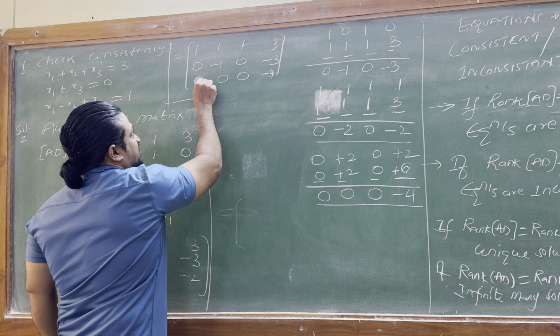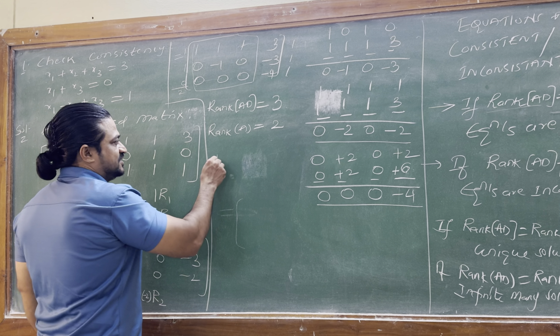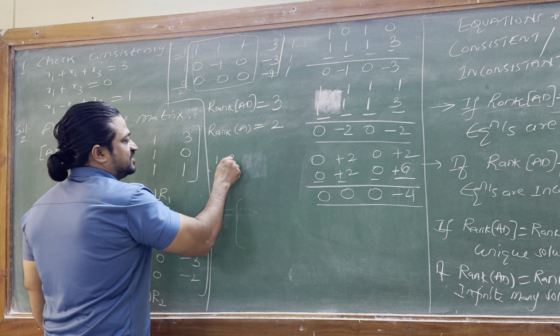See, don't think that A has this value also. A means the first 3 columns only. Now, are the ranks equal or not equal? In these two cases, if ranks are not equal, the equations are? Yes. Therefore, rank of AD is not equal to rank of A. Therefore, the given equations are inconsistent. Got it now?